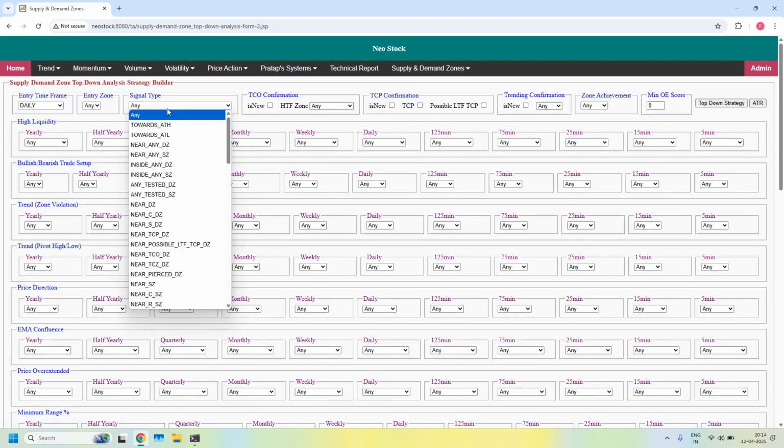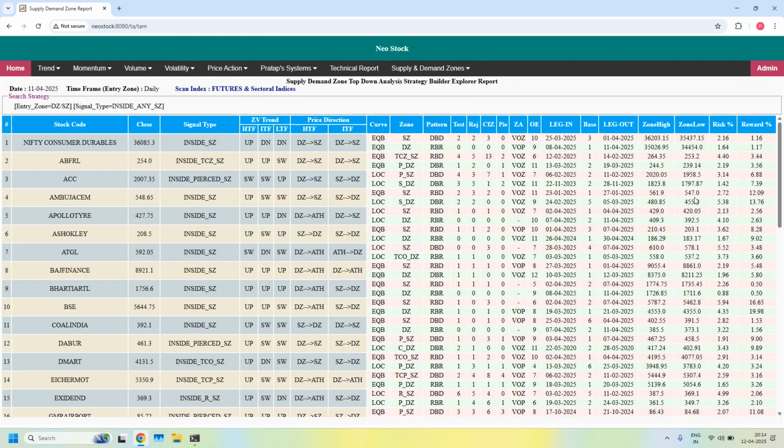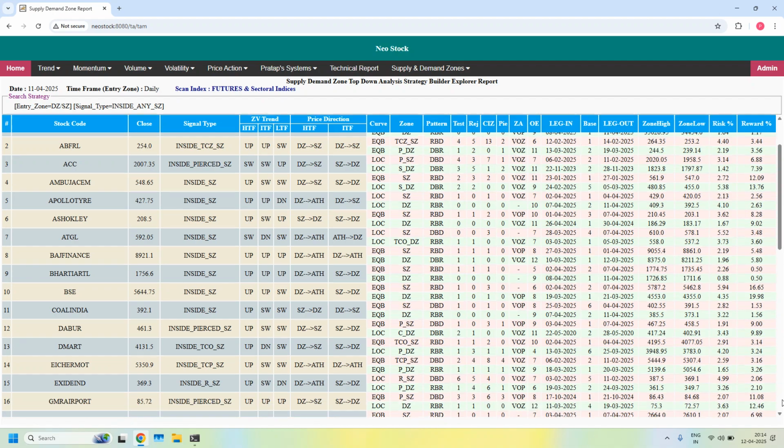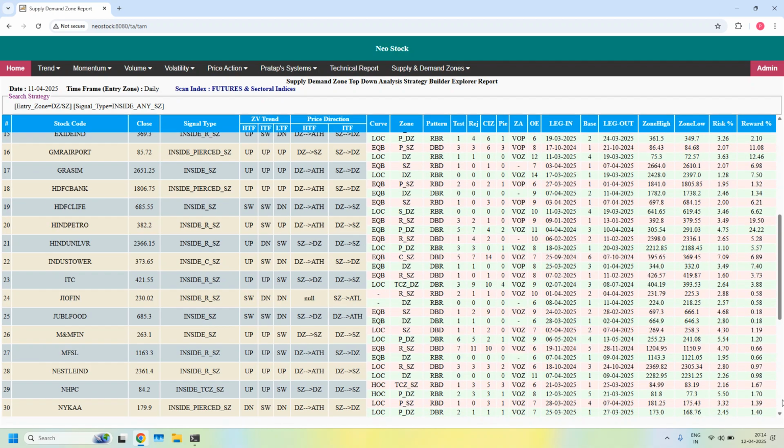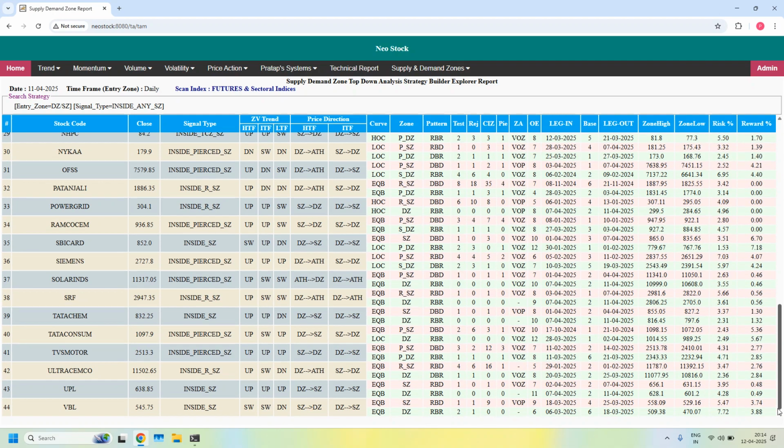Okay, next, for the daily time frame, price closed inside the daily supply zone. First 15 stocks in the list. Scrolling the list down. So total 44 stocks are filtered where price closed inside the daily supply zone.